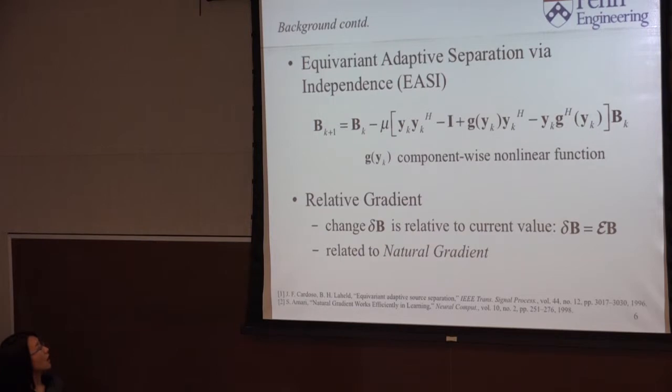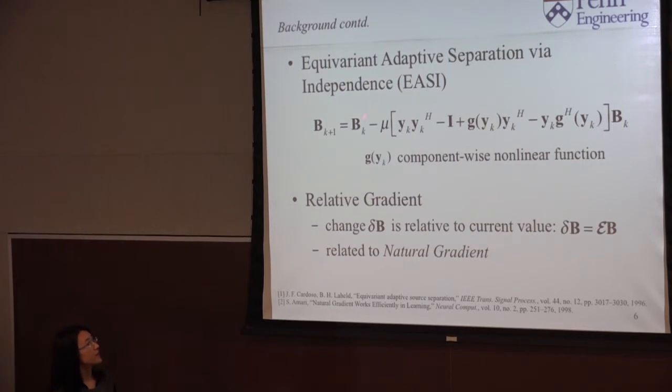And a popular algorithm for such BSS problem with independent component analysis is called the EASI algorithm. So we can see that's the adaptation for the EASI algorithm. And in the bracket, there are 4 terms. The first 2 terms are for whitening, and the other 2 terms are for nonlinear decorrelation.